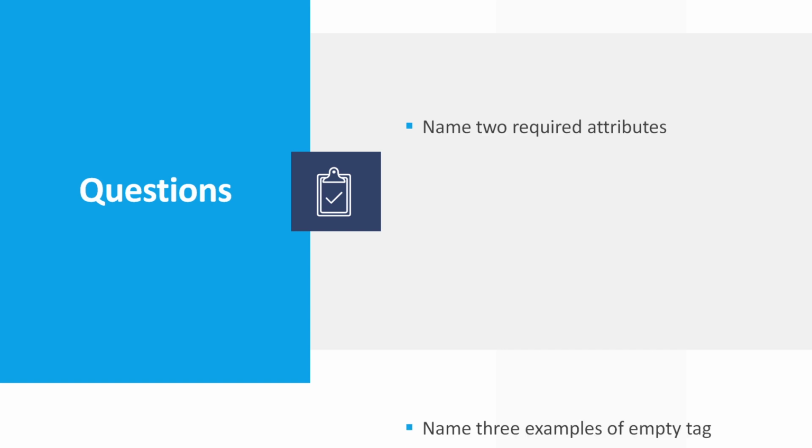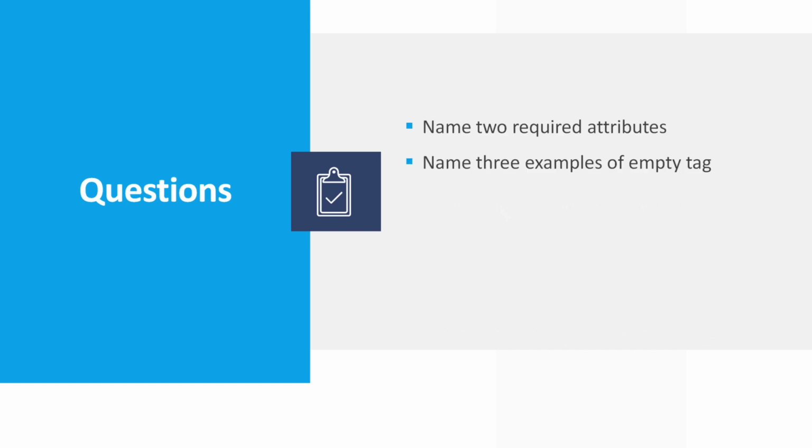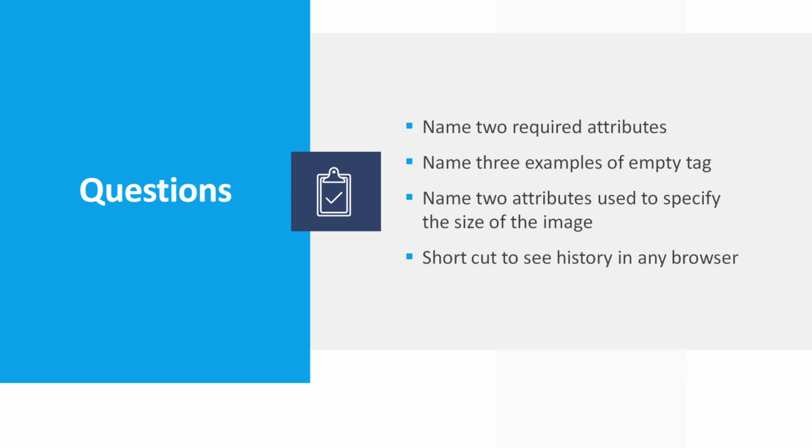Here I have a few questions for you. Name two required attributes. Name three examples of empty tags. Name two attributes used to specify the size of the image. Shortcut to see history in any browser. You have to give the answer in the comment section of this video, and this is your homework.